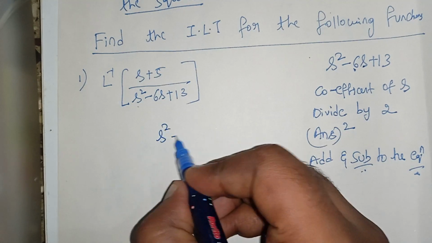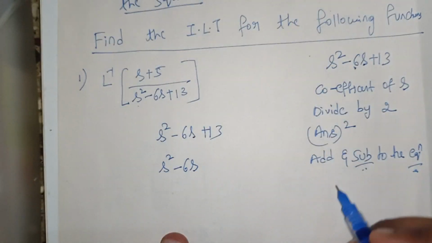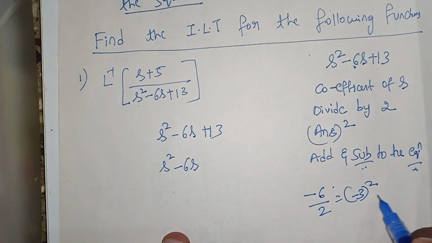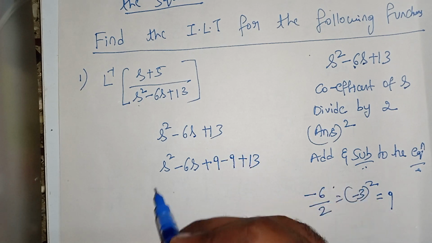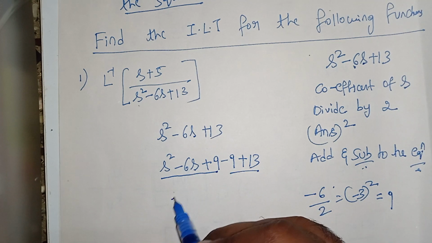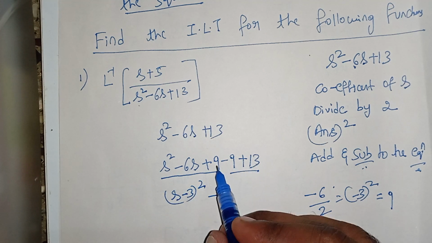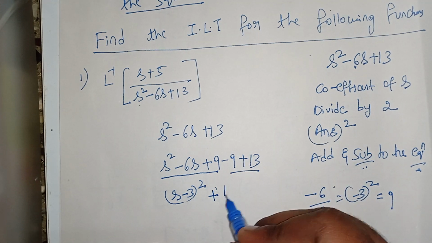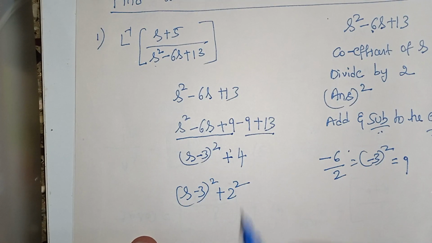So I have s square minus 6s plus 13. So I will write s square minus 6s. The coefficient of s is minus 6, by 2 is minus 3, whole square is 9. Add and subtract 9 and I will write 13. If you observe this, always the first term will be a perfect square. So this is (s minus 3) whole square, and 9 minus 13 is minus 4, so it is plus 4. So you are writing it as (s minus 3) whole square plus 2 square.